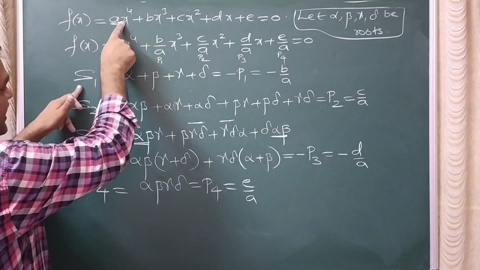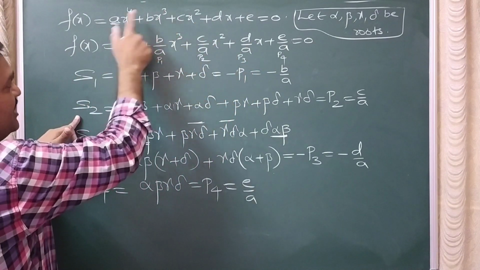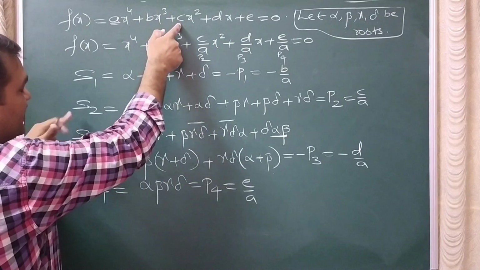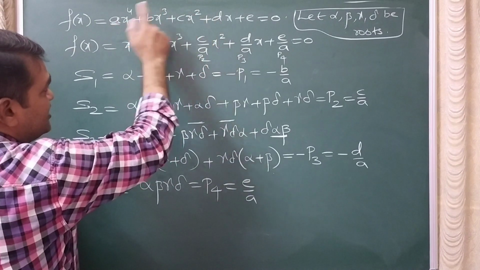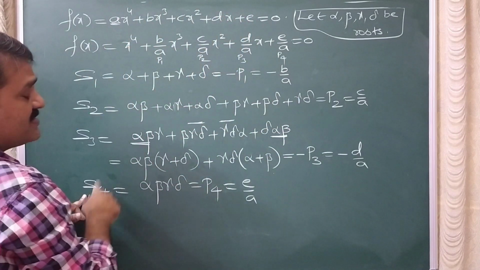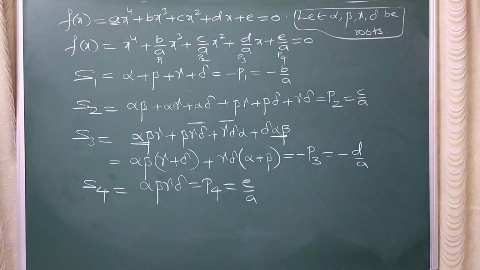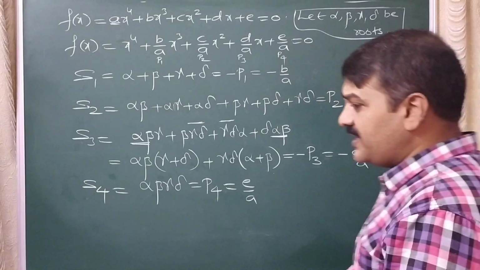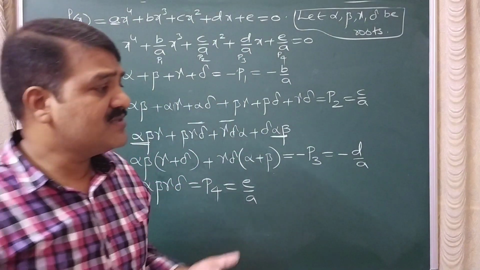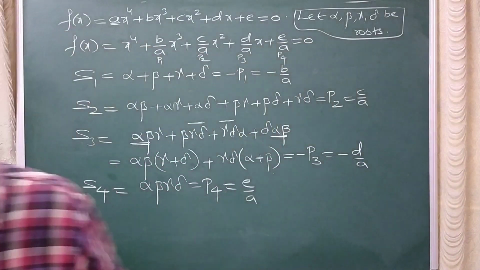Ratio we will take in order. S1, B by A. Odd suffix is there, put minus. S2, C by A. Even suffix, don't put minus. S3, D by A. Odd suffix is there, put minus also. S4, E by A. Even suffix is there, don't put minus. So this is the basic relation between roots and coefficients for the 4th degree expression we discussed. For cubic and 4th degree equations we have discussed. Generally in this chapter we will concentrate on 3rd degree and 4th degree equations only. Okay, so this is the basic information.